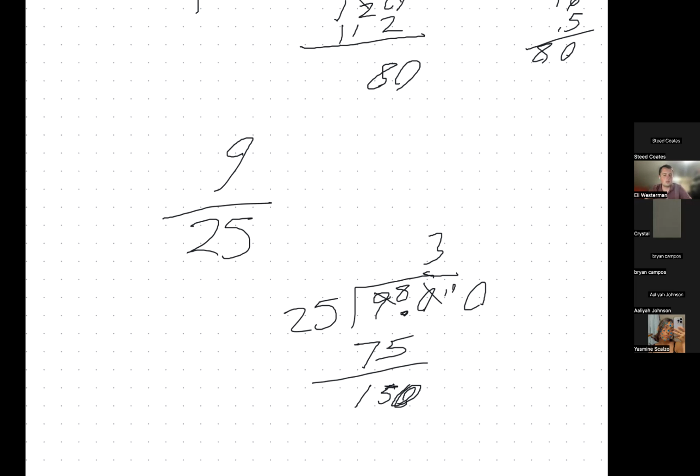I think it's 6, if I'm not mistaken. That'd be 6, right? Yeah, 6, and that's going to be 150. So it would be 0.36? Oh, that's the answer? 0.36? Yeah, that's the answer, 0.36. You have to bring in the decimal point, and that's your answer. Okay. All right.